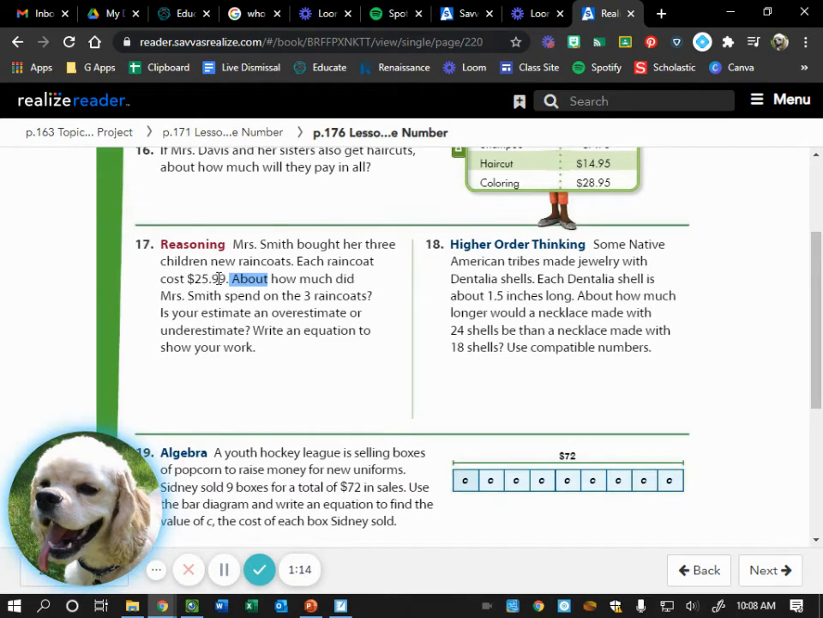So I want you to look at this number, 25.99. Think about how you would round it. Are you having to add 1 more to the tens place, or is your tens place staying the same? If you're having to add 1 more, that means it will be an overestimate. If you have to keep it the same, then it will be an underestimate.